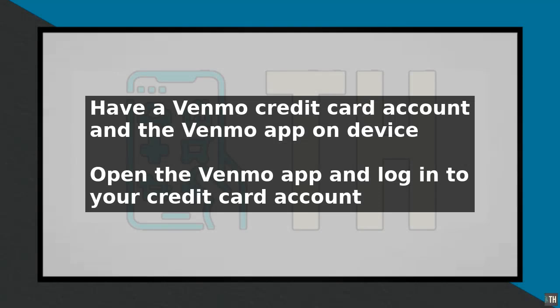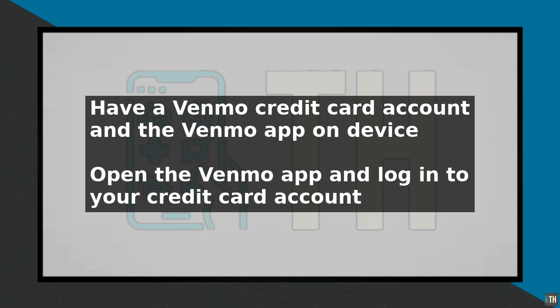To get a cash advance from a Venmo credit card, you need to understand the process and requirements. First, you must have a Venmo credit card account and the Venmo app on your mobile device. Open the Venmo app and log into your account. Navigate to the Venmo credit card section, where you can find options related to your credit card.